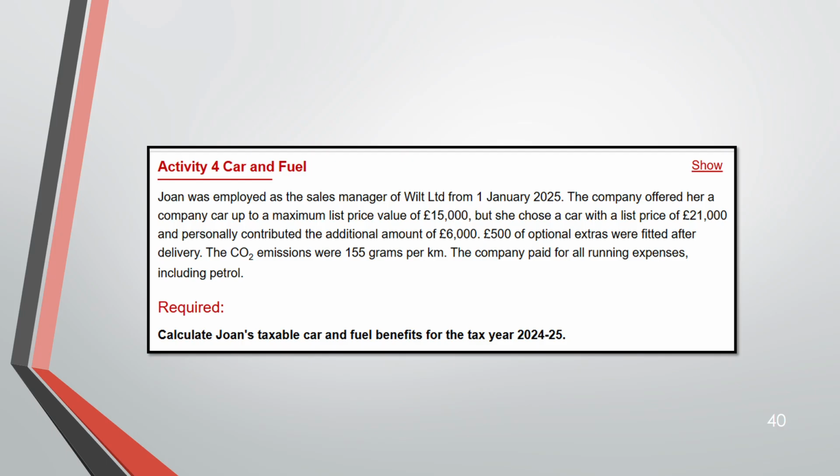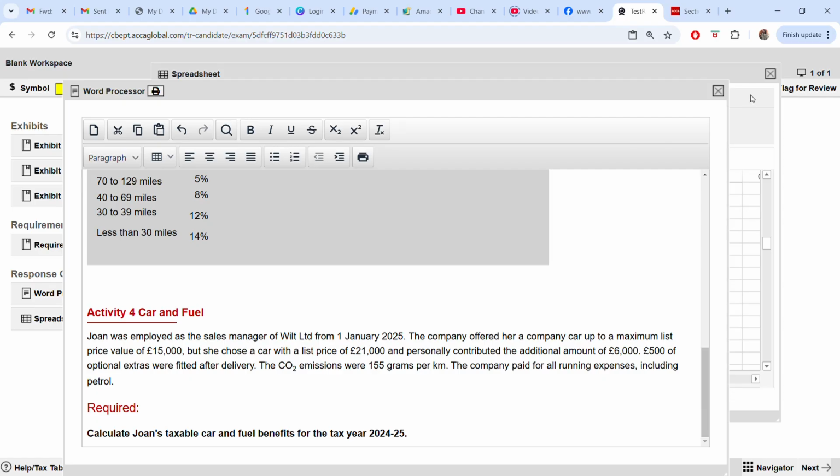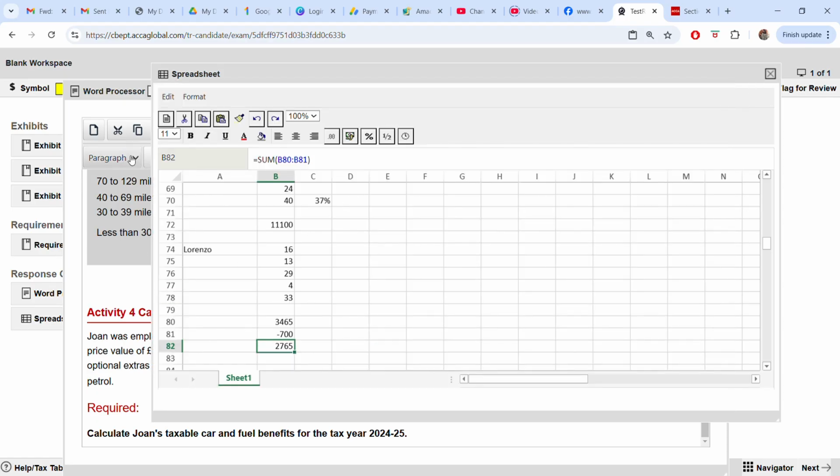So here, from 1st Jan, she is employed. She is being offered the company car. List price is 15, but she chose a car with a list price of 21 and personally contributed additional amount of 6,000. 500 of optional extras were fitted after delivery. CO2 emissions 155. Company paid for all running expenses including petrol. Now you have to include the taxable car and fuel benefit. Let us do that. So now we will be solving activity 4.